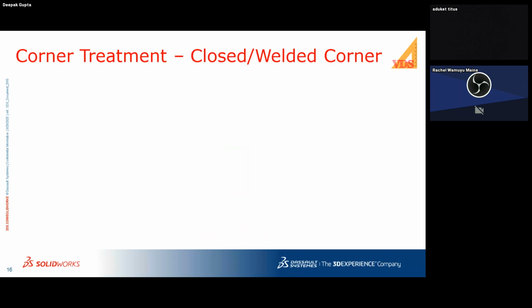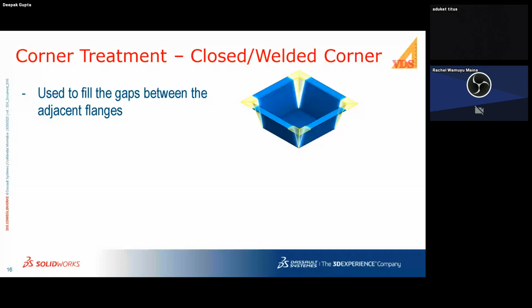Corner treatment. Okay. First we need to understand why we need a corner treatment, and then we can look at what different options are available. When we create parts using the standard SOLIDWORKS features, unless we are using the miter flange, as we have already seen, if we use the standard edge flange feature, we will not be able to get closed corners similar to the miter flange.